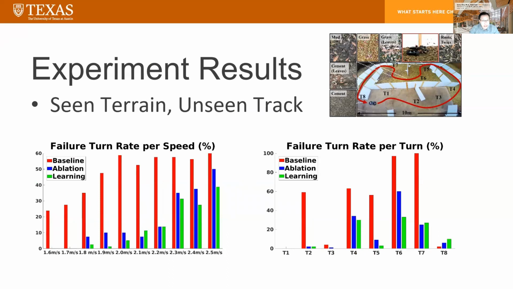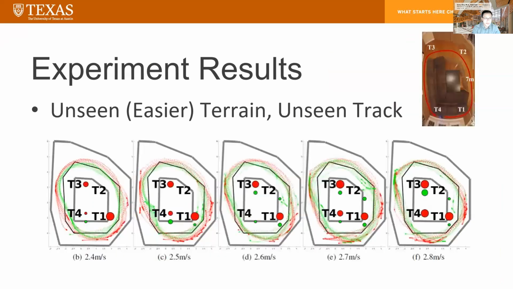In terms of failure rate at different turns, shown on the right, we can observe the same trend from the three approaches. In all the turns, the red baseline fails the most, while the green learning-based approach, which takes into account the sensor observations, achieves the lowest failure rate.